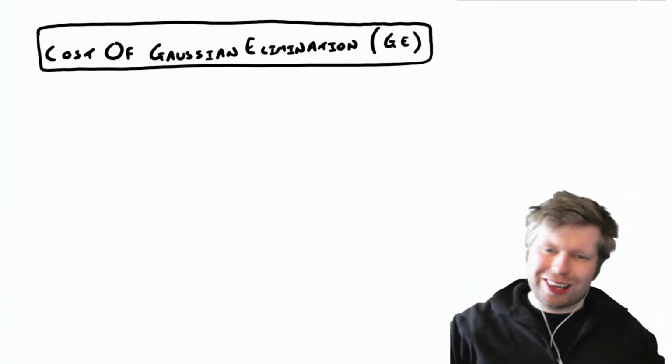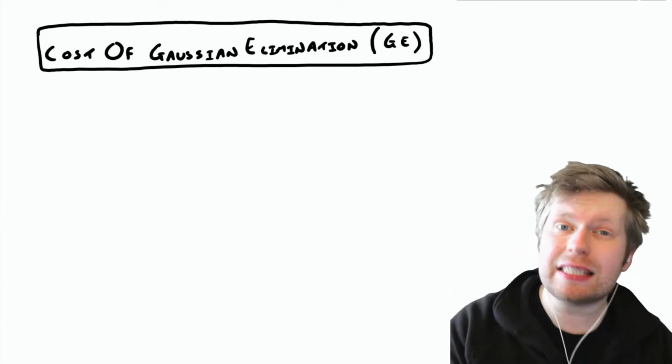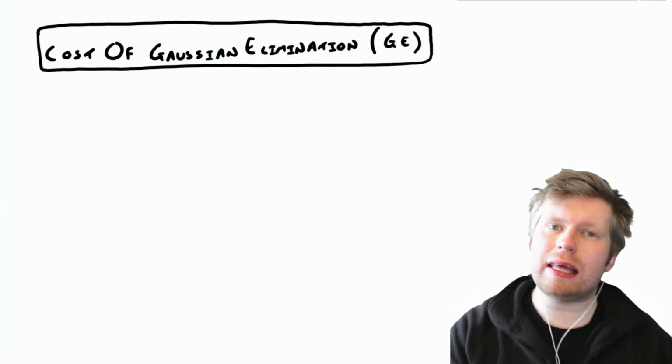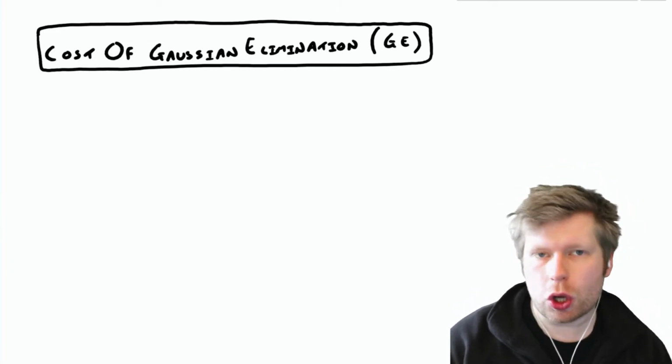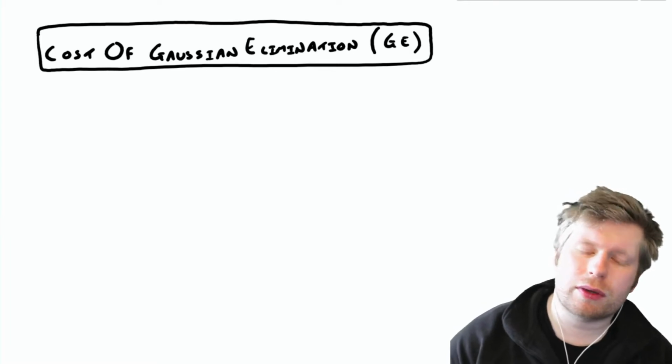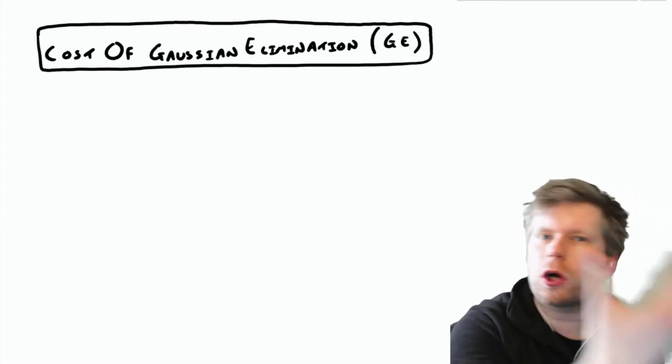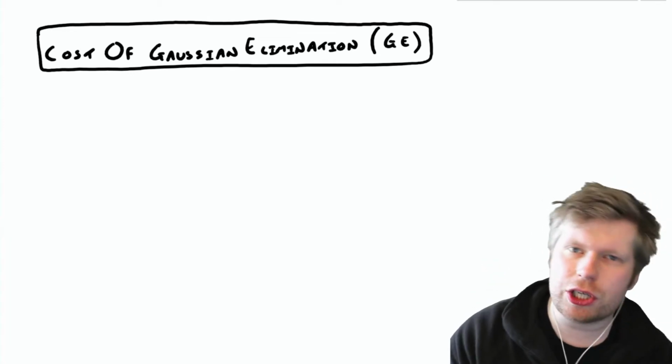Hello! So if you remember, last week we were talking about linear systems of equations with n unknowns, and we looked at Gaussian elimination as a method to solve that system of linear equations. We also looked at a few adaptations of Gaussian elimination, such as partial pivoting and LU decomposition.